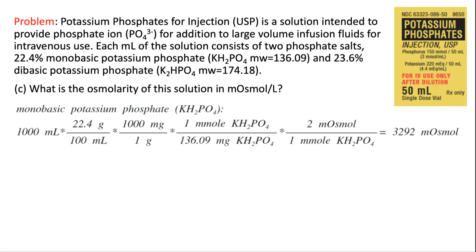Multiply it again by the concentration of the monobasic, which is 22.4% or 22.4 grams per 100 milliliters. Convert that to milligrams by multiplying by 1,000. Convert that to millimoles by dividing by the formula weight of 136.09. At that point, we're now in the number of molecules of KH2PO4. Okay, now we got to count the particles.